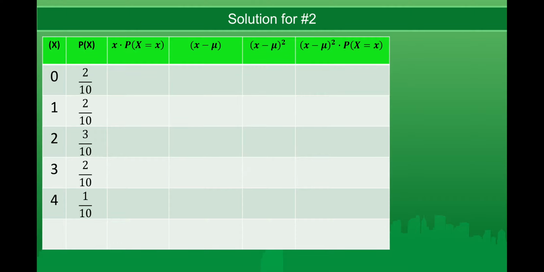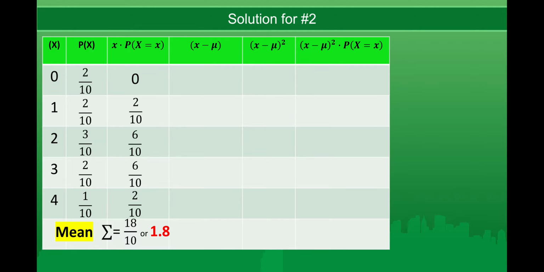So we have again a column for the product of x and the probability of x, that is 0 times 2 over 10 is 0. 1 times 2 over 10 is 2 over 10. 2 times 3 over 10 is 6 over 10. 3 times 2 over 10 is 6 over 10. And 4 times 1 over 10 is 4 over 10. Then, to find the mean, we're going to get the summation of the product of x and p of x. So that is 18 over 10, or 1.8. So therefore, the value of the mean is equal to 1.8.